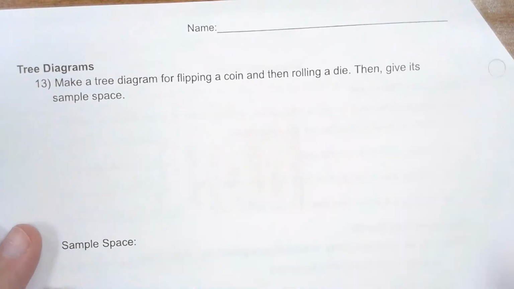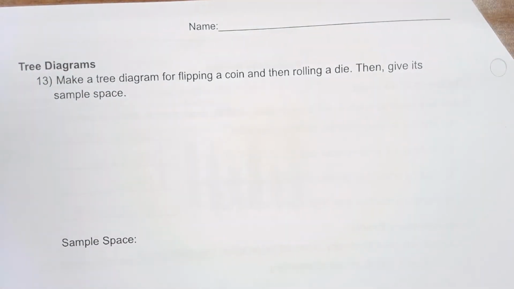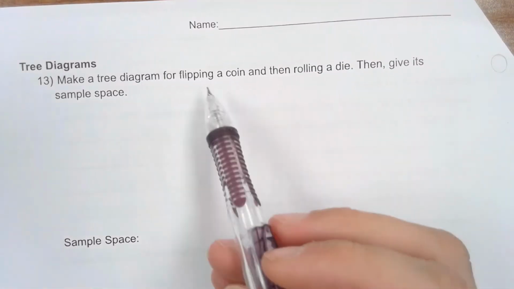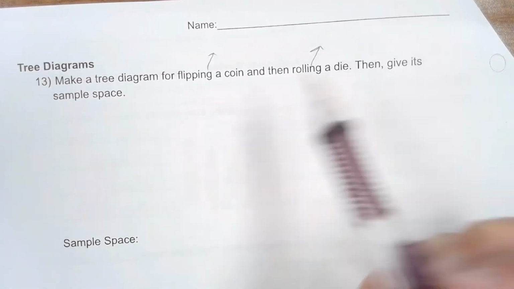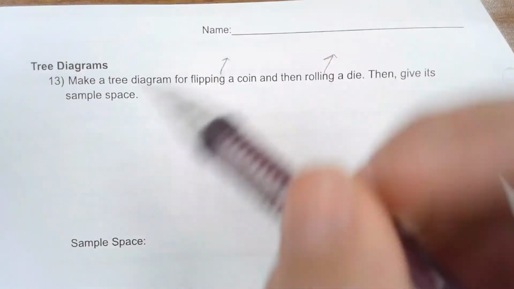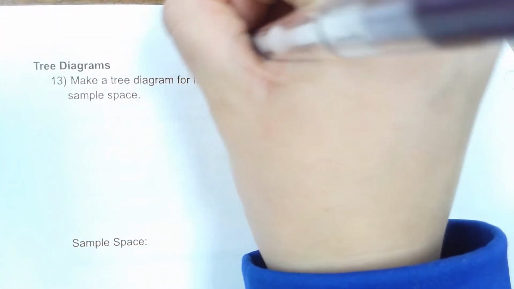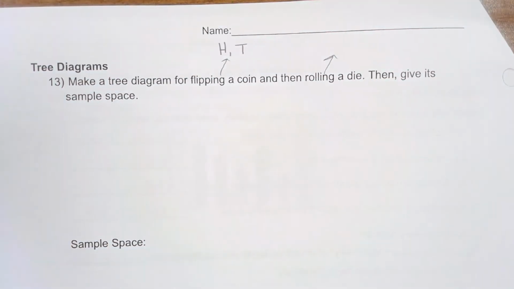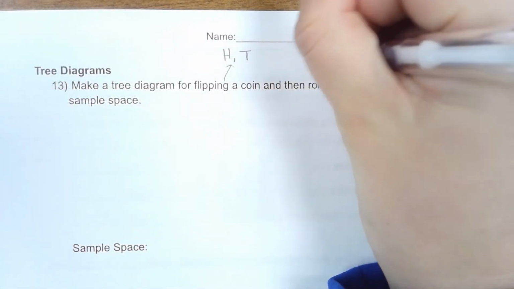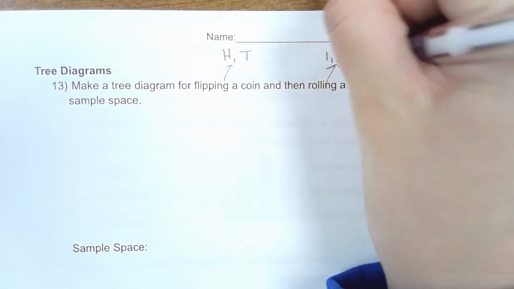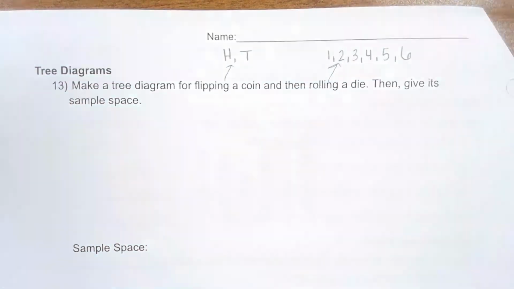Moving on to the next page. So they say to make a tree diagram for flipping a coin and then rolling a die and then give its sample space. So if you guys remember, a tree diagram is talking about the outcomes that you get from these events. So the outcome of flipping a coin, you get heads or tails. So I'm going to put H or T for heads or tails. And then the outcome for rolling a die, you can get a 1, 2, 3, 4, 5, or 6.